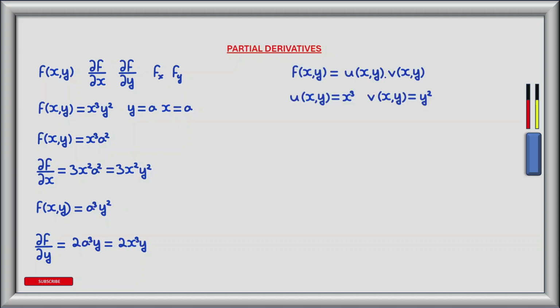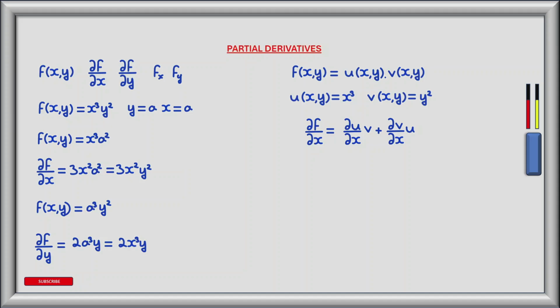There is an alternative way of looking at this problem. We can look at f of xy as the product of two functions, so u of xy and v of xy, where u of xy is equal to x cubed and v of xy is equal to y squared. We can then use the product rule to find the partial derivative of f with respect to x and the partial derivative of f with respect to y.